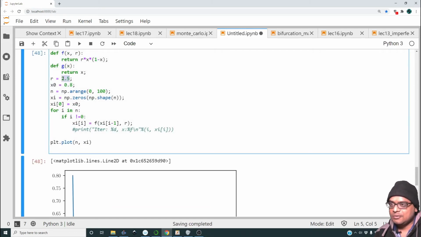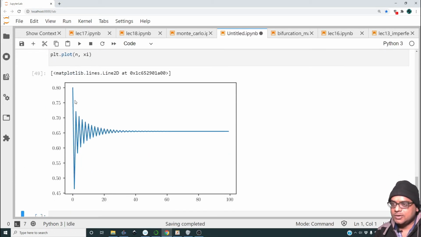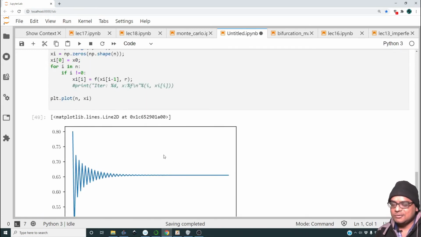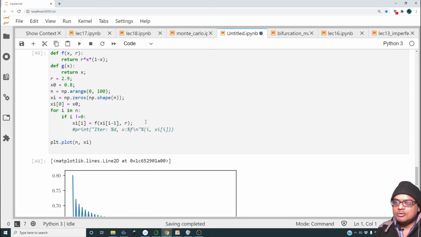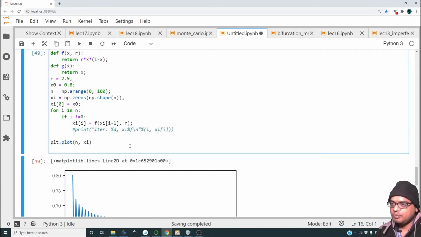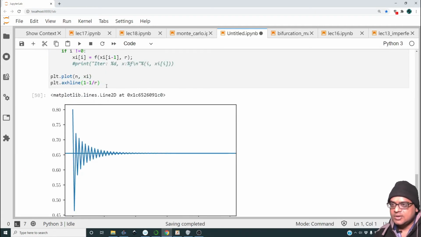Let me change the value of r. Let me make it 2.9. Okay, so it iterates and it converges to 0.65. 0.65 should be equal to the value of 1 minus 1 upon r. So let us also plot that particular point. So plt.axhline, and we'll make it pass through 1 minus 1 upon r. So this is that fixed line. This is the fixed point that we have calculated analytically.